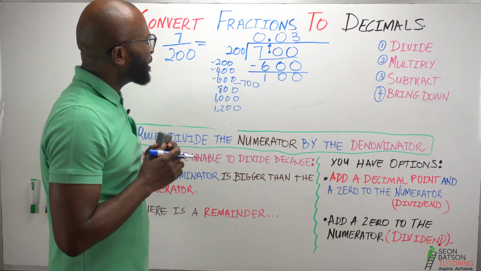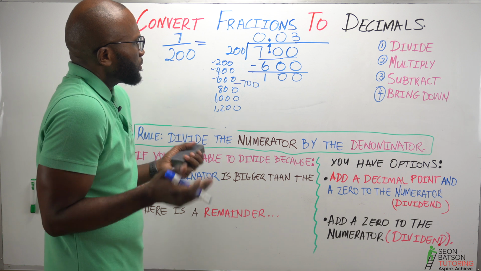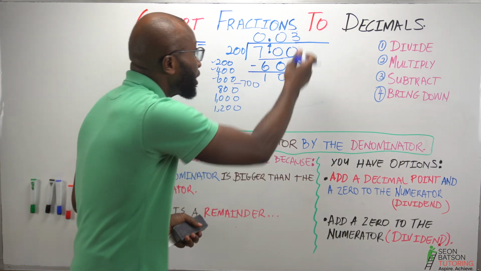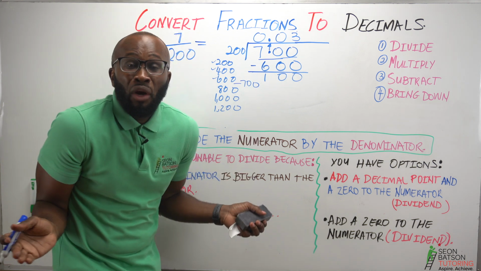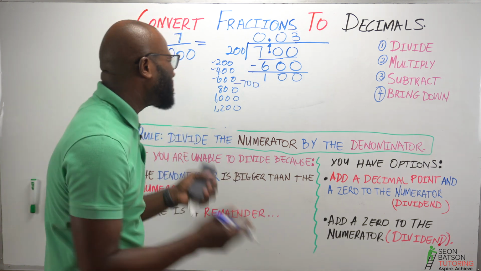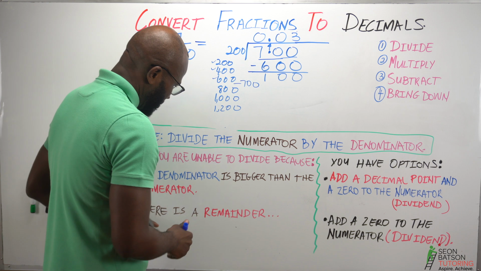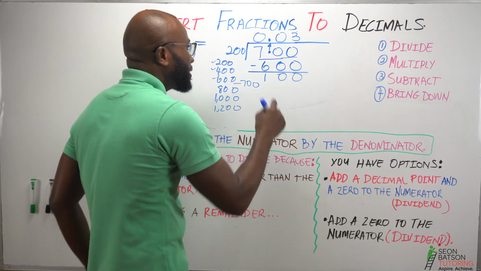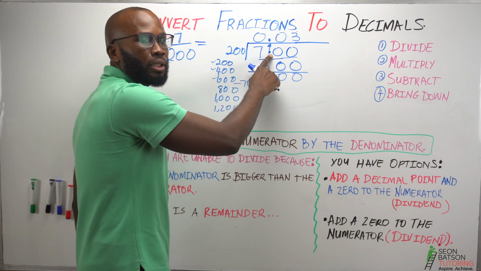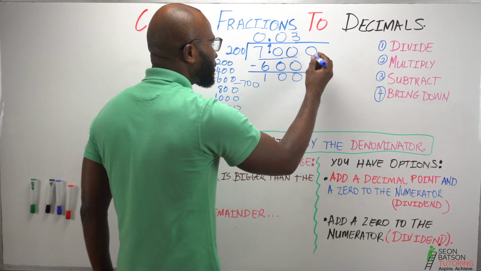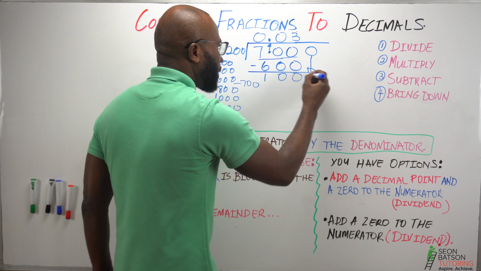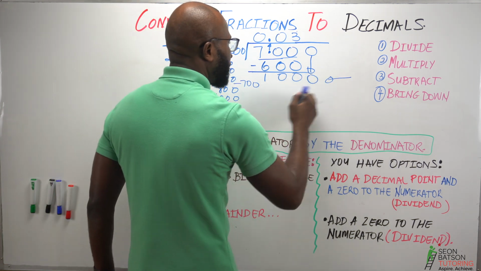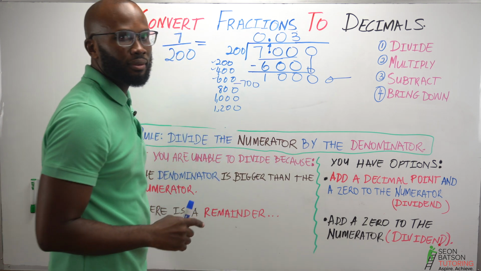It's very tempting to say, this 100 is our remainder because there are no more numbers to bring down. What are we going to do? Don't panic. Whenever there is a remainder and we are unable to divide, we have options. Again, since we have already added a decimal point, we'll only add a 0 to the numerator and continue dividing. After adding the 0, we now have 1,000.